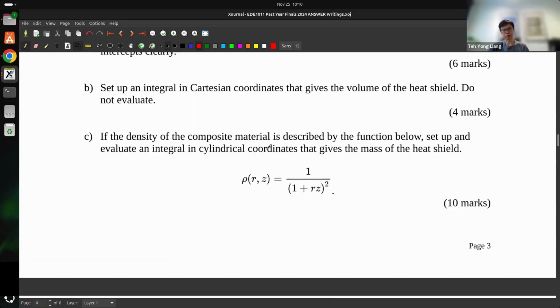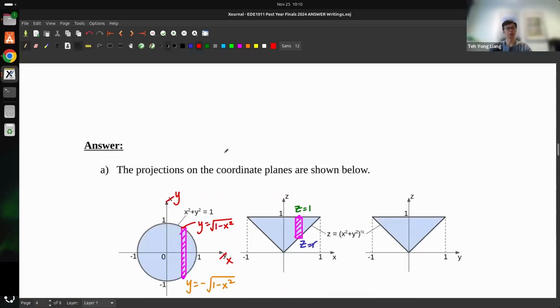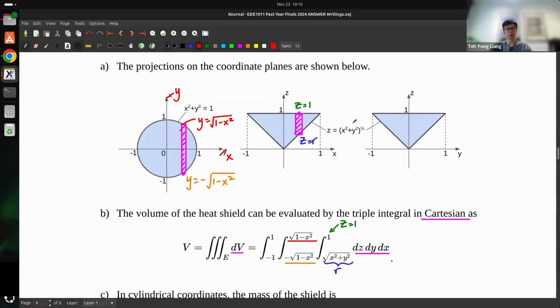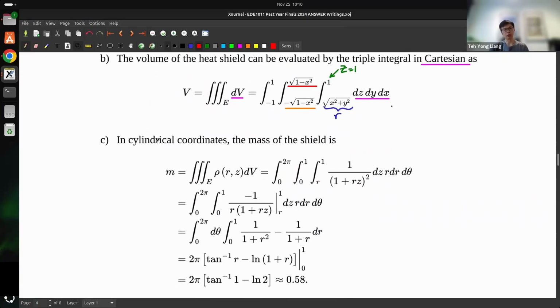All right, so we know that mass is the integral of density over the entire volume. But in this case, you have to give it in cylindrical coordinates. As I mentioned earlier, cylindrical is probably the best coordinate system to use because you have z equals r as the lower bound, and the region of integration in the two-dimensional plane is also a disk. So therefore, it'll be easier to integrate.